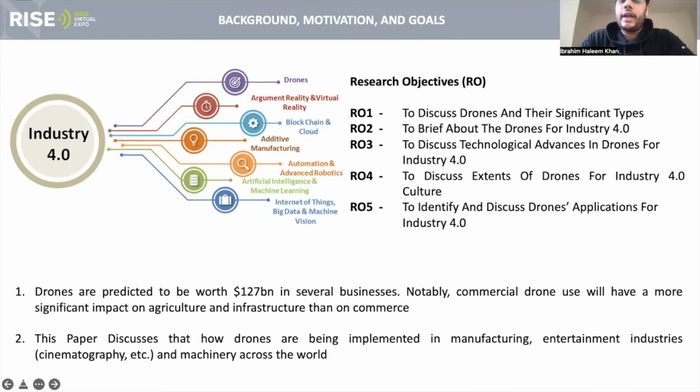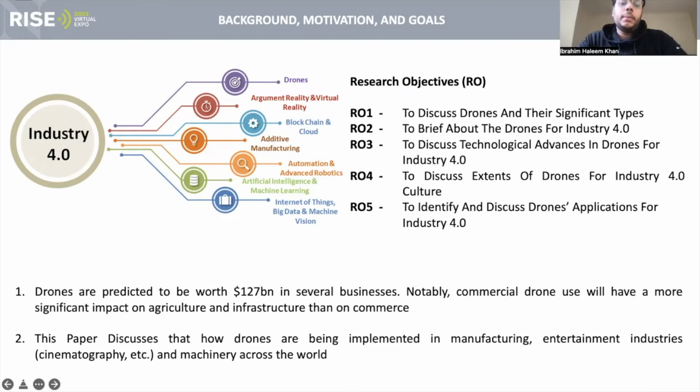There were 5 research objectives: to discuss and find the significant types of drones, to brief about drone usage for Industry 4.0, the technical advantages that we can have, the extent to which these drones can be used for Industry 4.0 culture, and to identify and discuss drone.